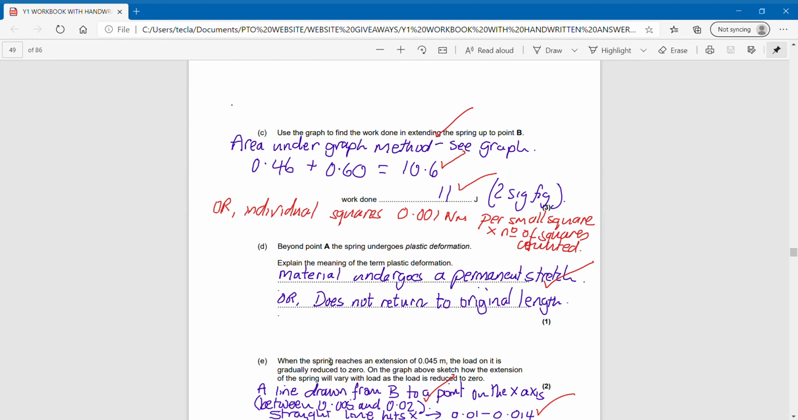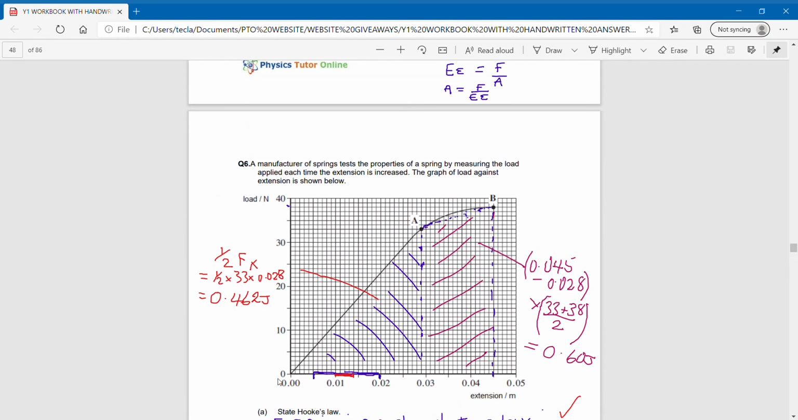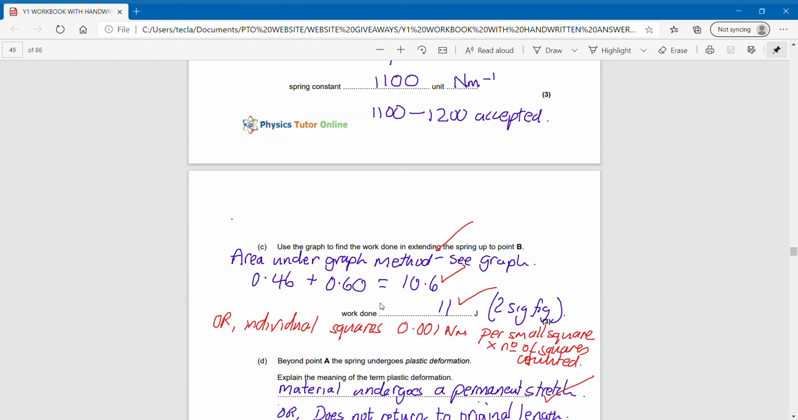Part C. Use the graph to find the work done in extending the spring up to point B. So this is area under the graph method. You can see the graph, I've done that, breaking it down into two sections. And the first section here, find the area of that section. Triangle, so it's half Fx, gives 0.462 joules. And then the area of this section I calculated to be 0.6 joules, and then we're going to add those two together to get the value of work done, which is 1.06, which is 1.1 joules to 2 sig fig.